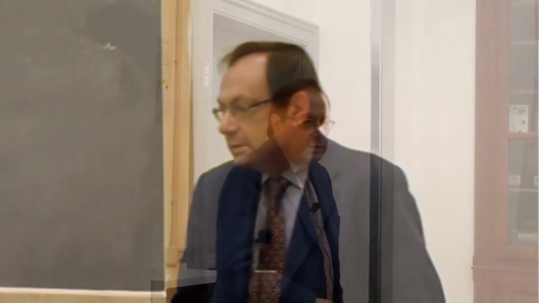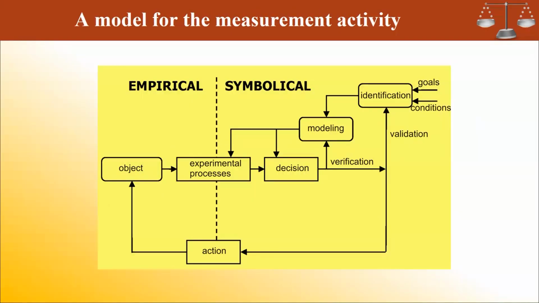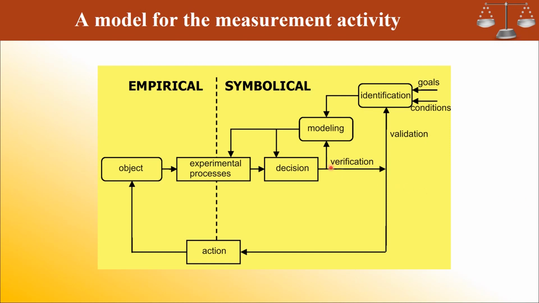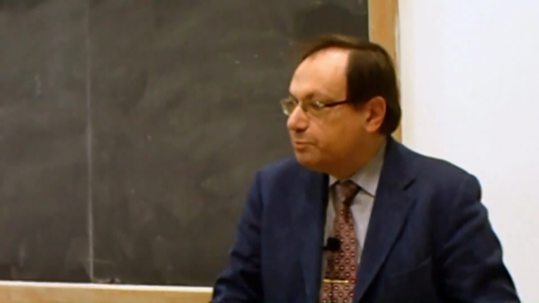And if we go to the next slide, you will see a possible model for the measurement activity, where we need to identify our goals, identify our conditions, model the measurand, model our measurement activity, and then we have the experimental processes, in this case measuring and placing the measuring stick on the door, and then we need this decision. So what is the decision, and why can accuracy and uncertainty be important also in this case?